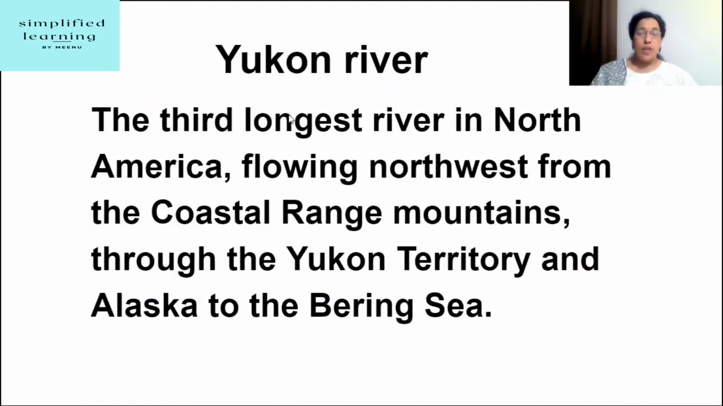Clear? Now let's talk about the rivers draining westwards and southwestwards into the Pacific Ocean, totally in the opposite direction of the Atlantic Ocean. Rivers like Yukon, Columbia, Fraser and Snake drain westwards and southwestwards into the Pacific Ocean. The Yukon River, the third longest river in North America, flows northwest from the Coastal Range Mountains. Where are the Coastal Range Mountains? Yes, in the Western Cordilleras. It flows through the Yukon Territory and Alaska to the Bering Sea.